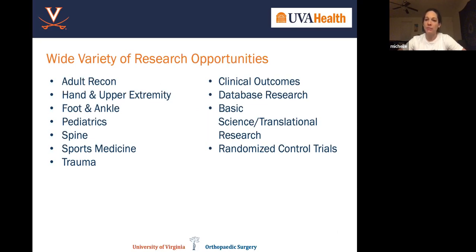So we have clinical outcomes research, especially database driven. We belong to one big database that we've mined for the last couple of years and had a fairly robust output from that particular database. We also have some basic science labs that are run by a few of our attendings, as well as some great research with partners that we do research with. And additionally, we're also involved in some larger randomized controlled trials with other institutions across the country. So we really encompass all different kinds of opportunities here at UVA.